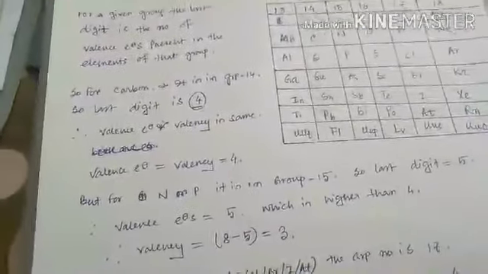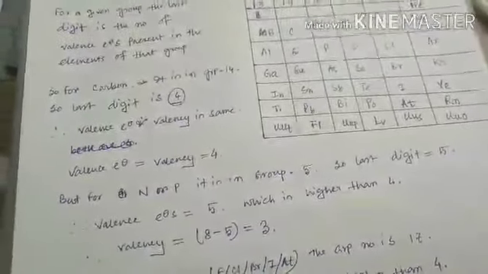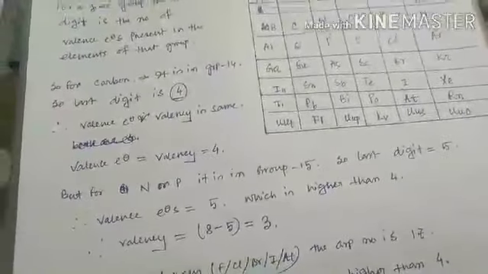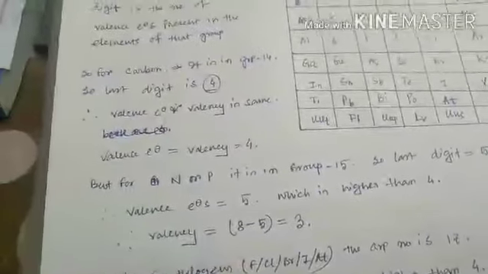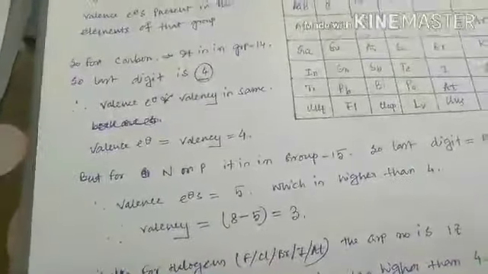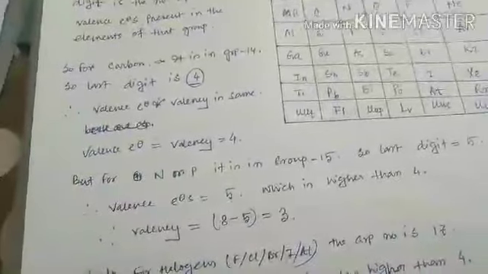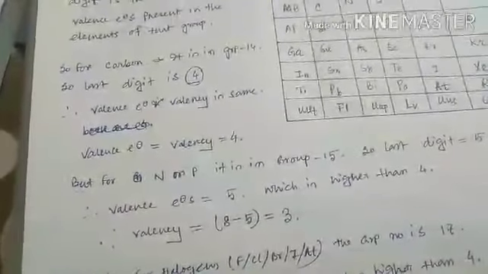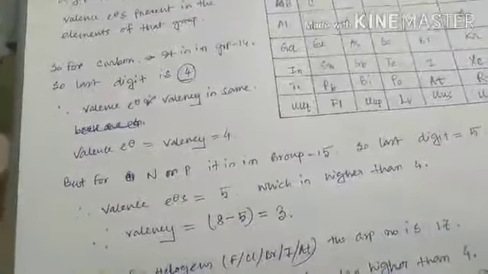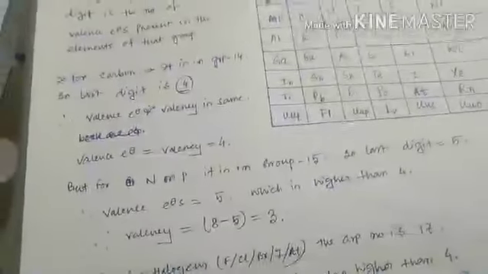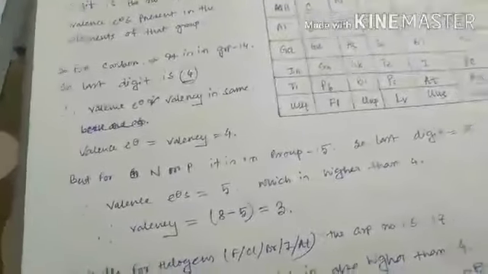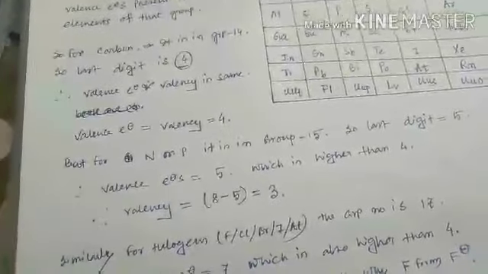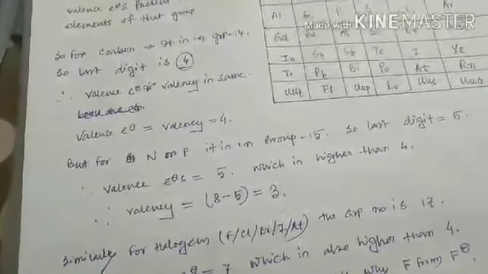But for nitrogen or phosphorus, which are in group 15, the last digit is 5. So the valence electrons are 5, but not the valency, because it exceeds 4. After 4, the valency will be 8 minus the number of valence electrons. The number of valence electrons is 5, so 8 minus 5 is 3. So the valency for nitrogen, phosphorus, arsenic, antimony and bismuth, that is group 15 elements, is 3.